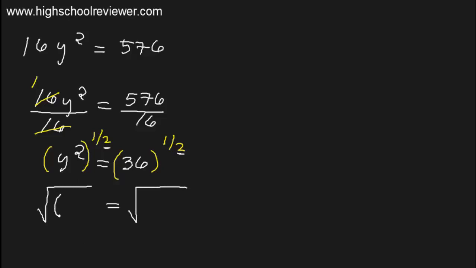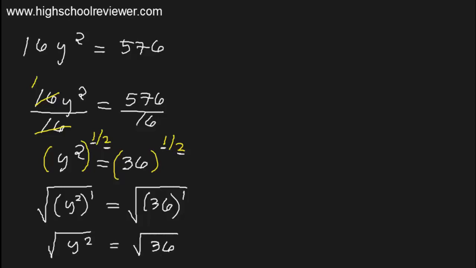So our base is y squared. Its exponent will be the numerator. Its exponent here is 1. And here we have the base, which is 36, and the exponent is 1. So this will be the square root of y squared, and this is the square root of positive 36. The square root of y squared, that is positive y, and the square root of 36, we will have two values. We will have positive and negative 6.